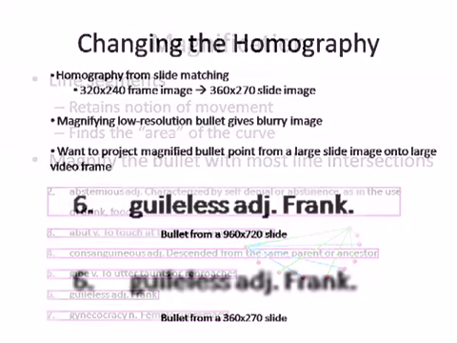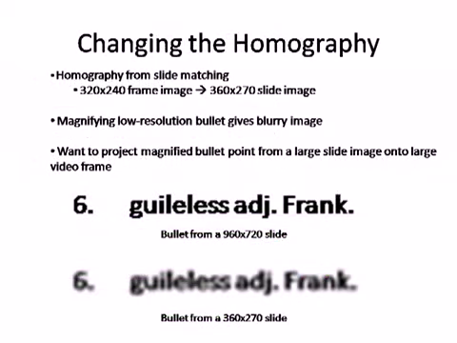Finally, we will modify the homography so that the bullet can be magnified to any video resolution. The initial homography transforms the slide from a 320 by 240 frame image to a 360 by 270 slide image. The small resolution is used so that the process of matching slides is fast. However, using a small slide image to magnify a bullet will cause it to be blurry.